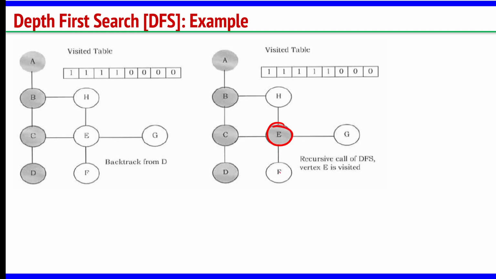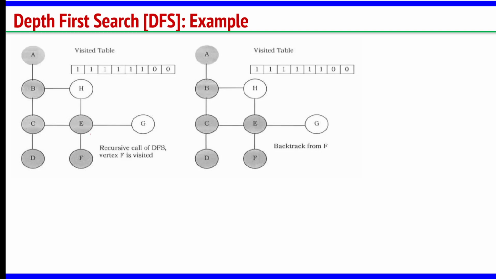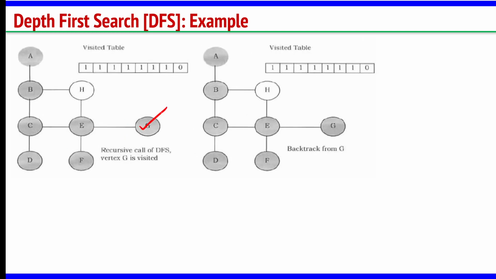From E, do we have any path? Yes, I will go depth wise, that is to F. After F, do I have anything? No, I do not have anything. Again you will come back to E, then you will go to the next level, that is G. We will be visiting the node G. Again, after this, do I have anything in this depth? No. Do I have anything straight forward like this? No. Then you will go back from here.